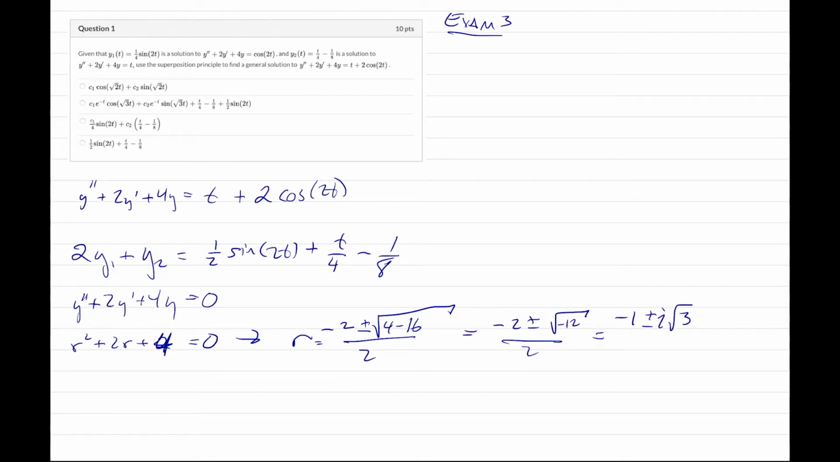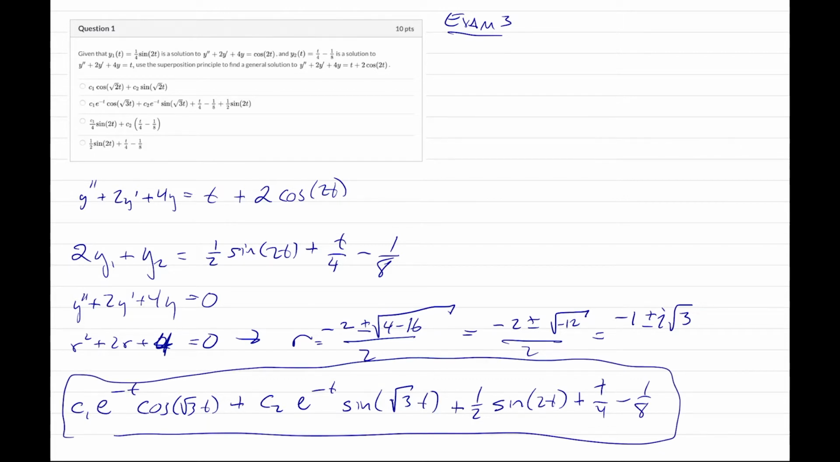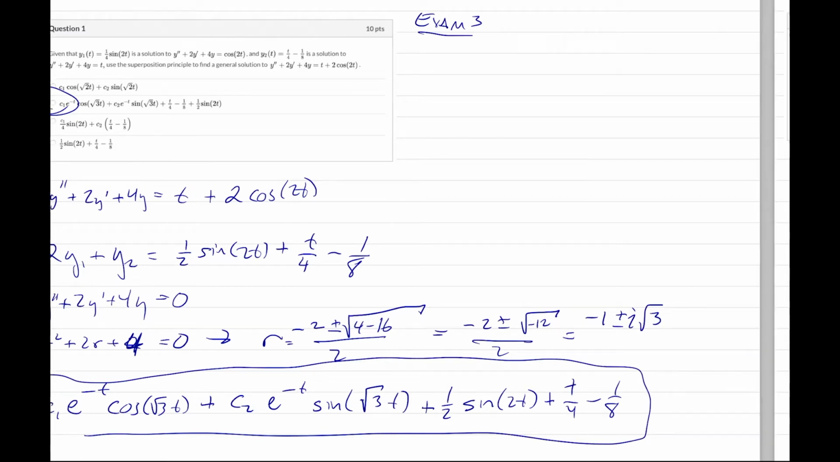So that gives me my homogeneous solutions are going to have this inside a cosine and this inside of an exponential, and so we're going to have c1 times e to the minus t times cosine of root 3t plus c2 e to the minus t sine of root 3t plus 1/2 of sine of 2t plus t over 4 minus 1/8. And this is a particular solution, right? And you'll see that right here. Okay, so that's problem 1.